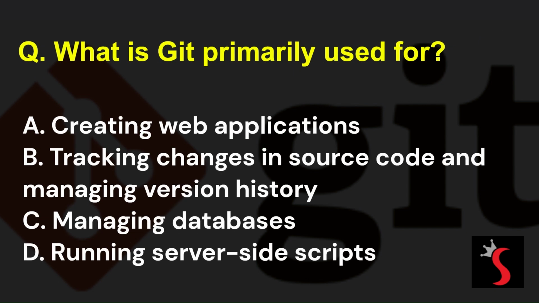What is Git primarily used for? A. Creating web applications. B. Tracking changes in source code and managing version history. C. Managing databases. D. Running server-side scripts. And the correct answer is option B. Tracking changes in source code and managing version history.